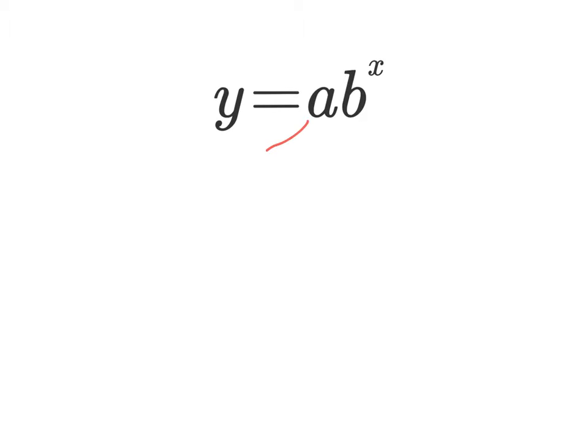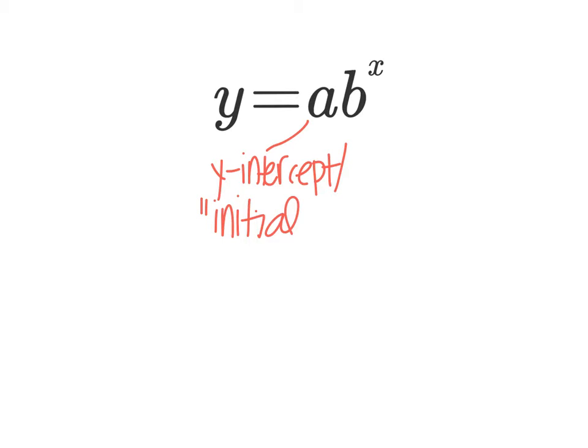So the a value is always going to give you your y-intercept. So that's something you'd be able to look for if you were looking at the graph or even the table of values. And if you're dealing with a word problem, then we also refer to this as our initial value. It's really like the starting point of the function.